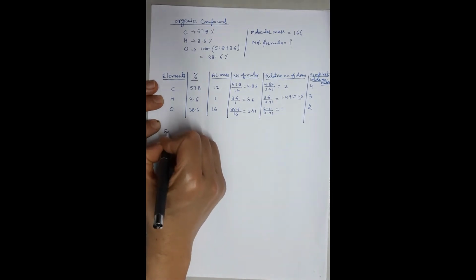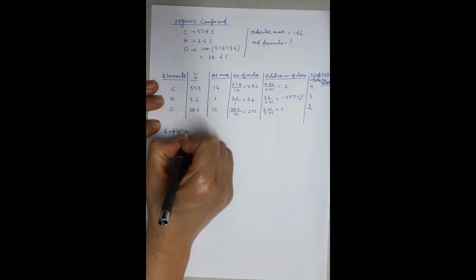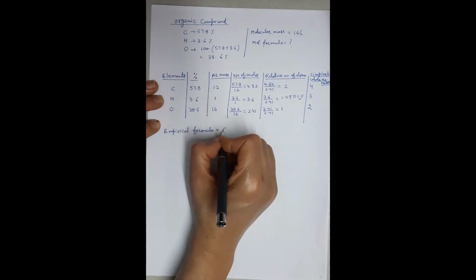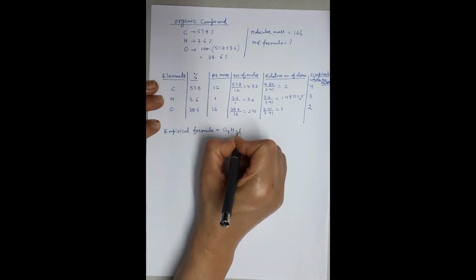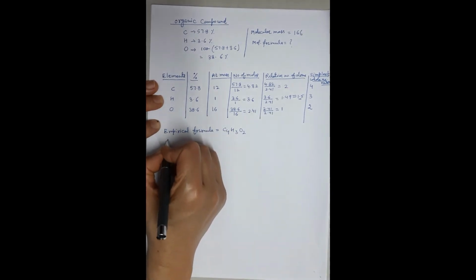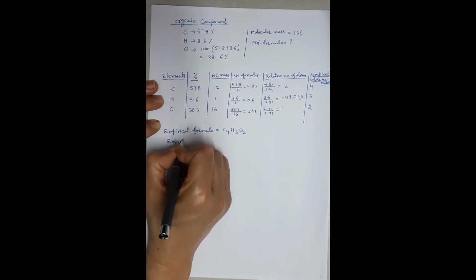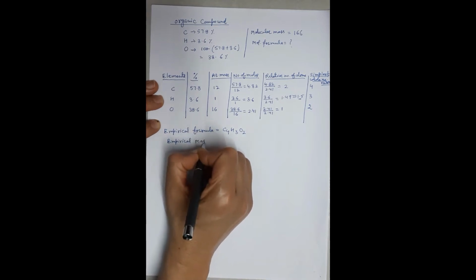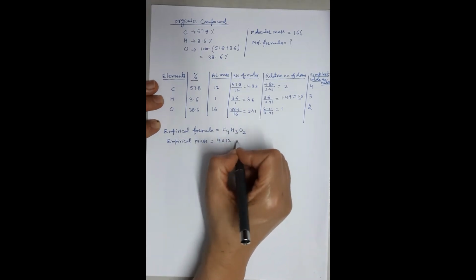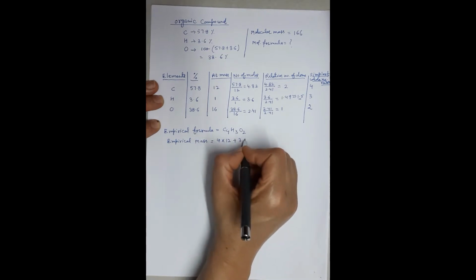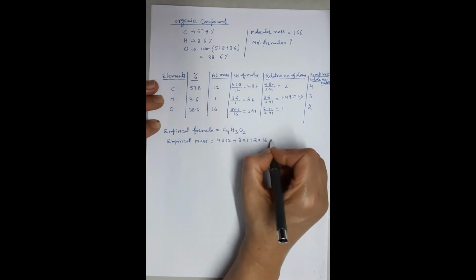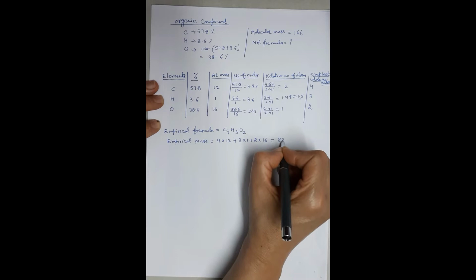So the empirical formula of this organic compound is carbon 4, hydrogen 3, oxygen 2. Can we find out the empirical mass? Let's calculate the empirical mass. It is 4 into 12, plus 3 into 1, plus 2 into 16. So the empirical mass here comes out to be 83.